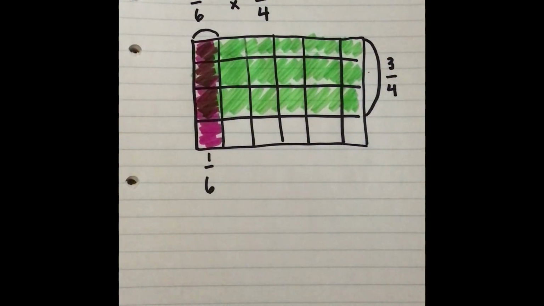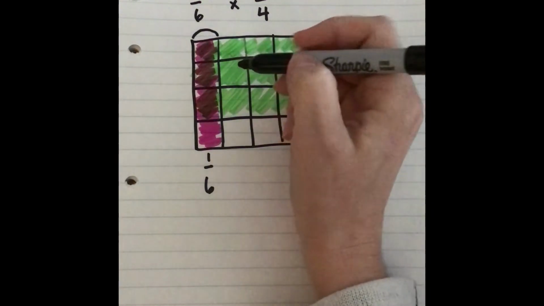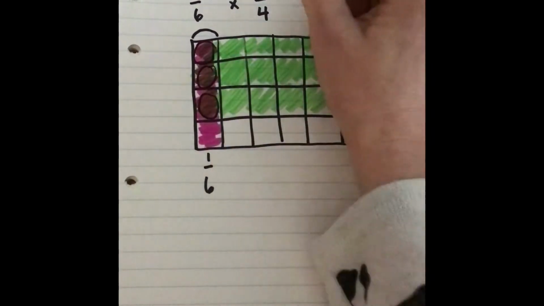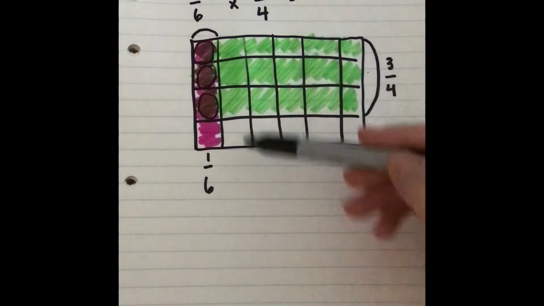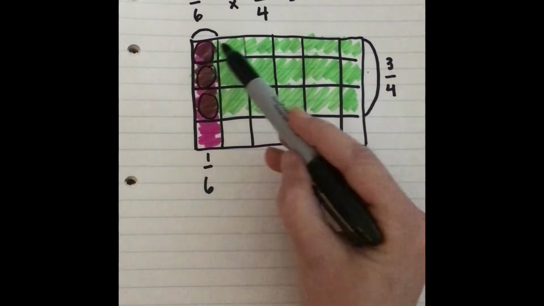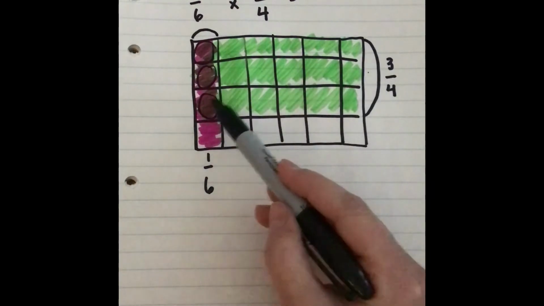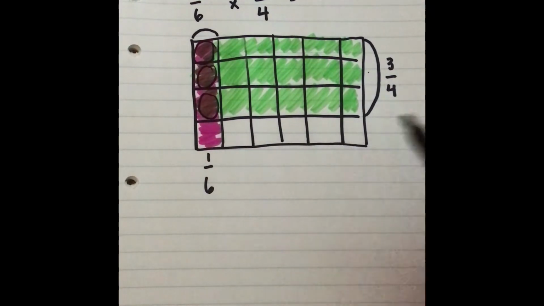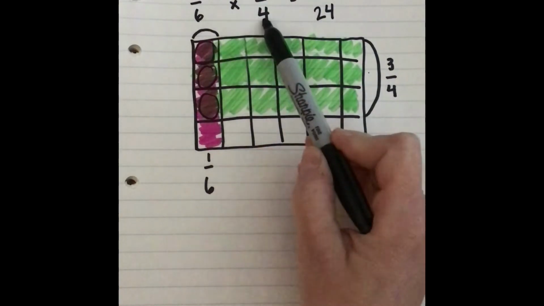So if I'm going to be looking for the product of 1/6 times 3/4, I'm looking for the boxes that have both colors. So here's 1, 2, 3. That's my numerator. And then how many total parts are in my model? 1, 2, 3, and so on up to 24. And this goes right along with our standard algorithm for multiplying fractions. 1 times 3 is 3. 6 times 4 is 24.